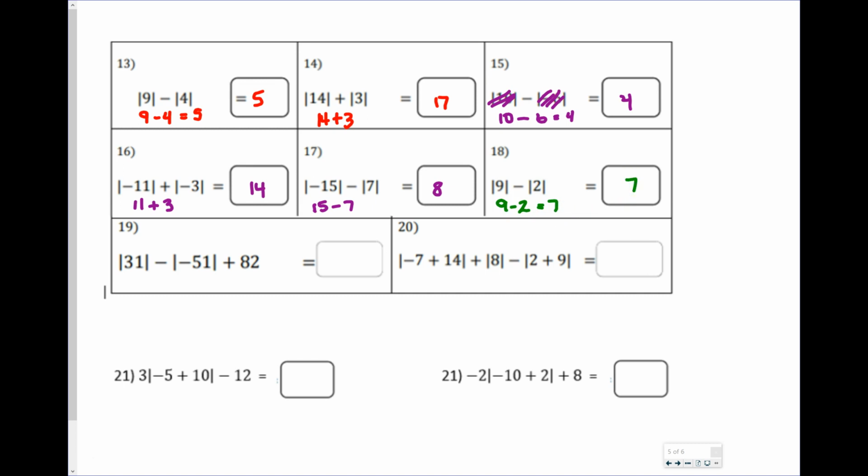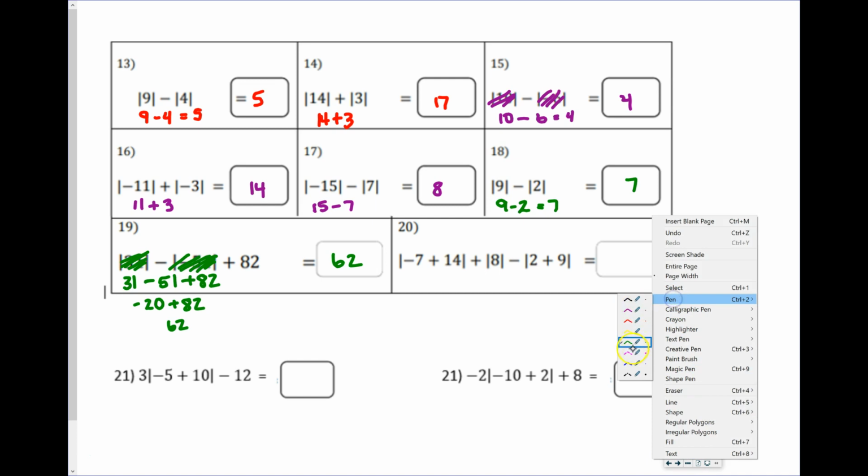Now, these are bigger numbers, but that doesn't mean that it's any more challenging. It just means that you probably have to use your calculator. So this one, the absolute value of 31 is just 31. This is a minus sign, bring that down. The absolute value of -51 is just 51. And then plus 82. 31 minus 51 is -20. Remember, you always do left to right first with order of operations, and then negative 20 plus 82 equals 62. So my answer to number 19 is 62. So you want to take it one step at a time.